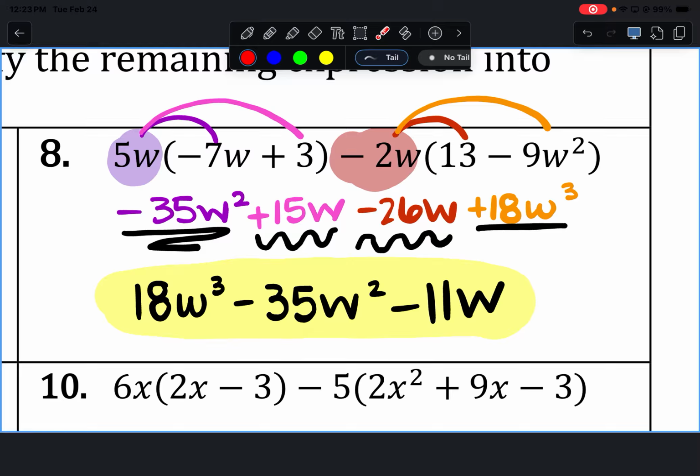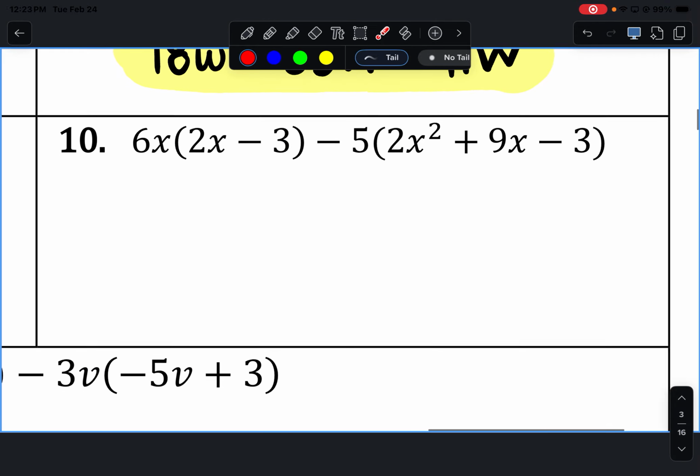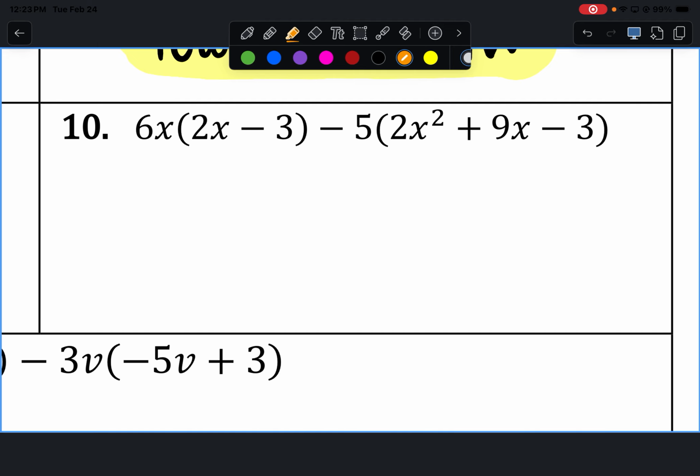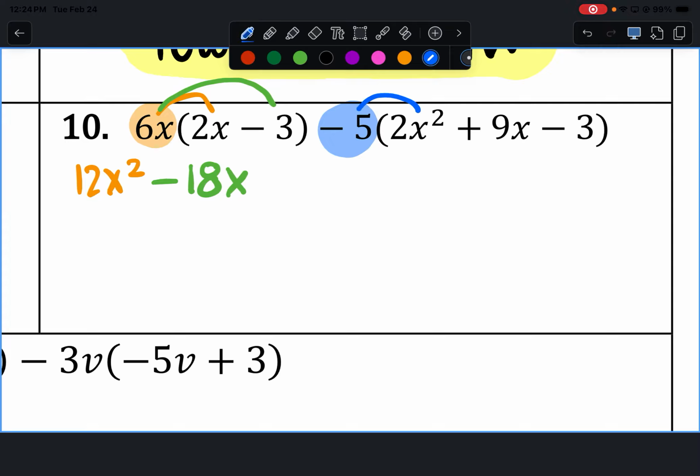All right. Now let's go ahead and look at number 10. For number 10, we need to start by distributing what? 6x to 2x. So 6x times 2x is? 12x squared. Then we need to distribute 6x to negative 3. What is that? Negative 18x. Then what do we need to distribute after that? Negative 5 to 2x squared. What is negative 5 times 2x squared?